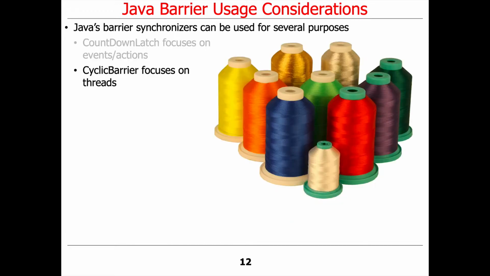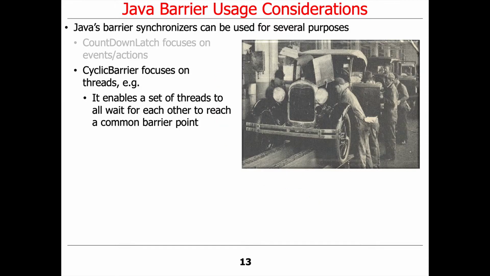Cyclic barriers focus on threads. In particular, it enables a set of threads, which it calls parties for some odd reason, to all wait for each other to reach a common barrier point, such as an assembly line where cars go by, and a fixed group of workers works on the cars as each one goes by. Once they're done with their pass, they then let the car go to the next element in the line.